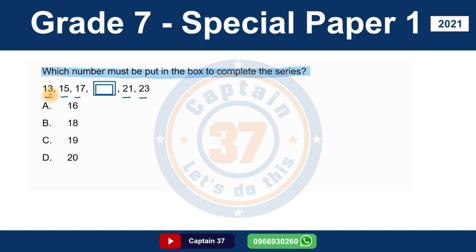One of the ways is by simply checking. There is 13. What is the difference between 13 and 15? The difference between 13 and 15 is 2. So when we add this 2 to 13, it gives us 15. When we add a 2 to the 15, it gives us 17. When we add a 2 to this 17, it's going to give us 19. And when we add a 2 to this 19, it's going to give us 21. So the difference between these numbers is 2. Therefore, if there's 13, 15, 17, the next number is 19. And therefore, the answer to this particular question is C.